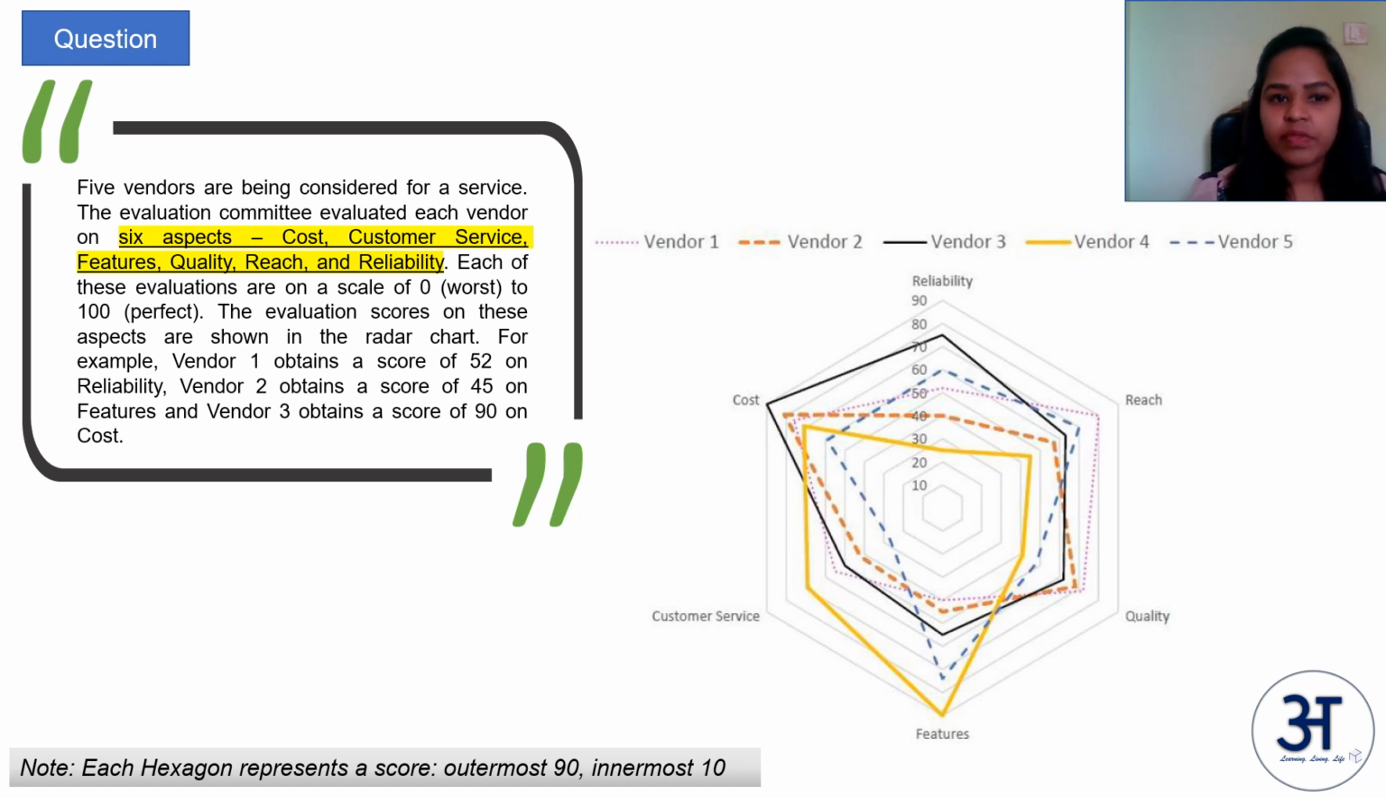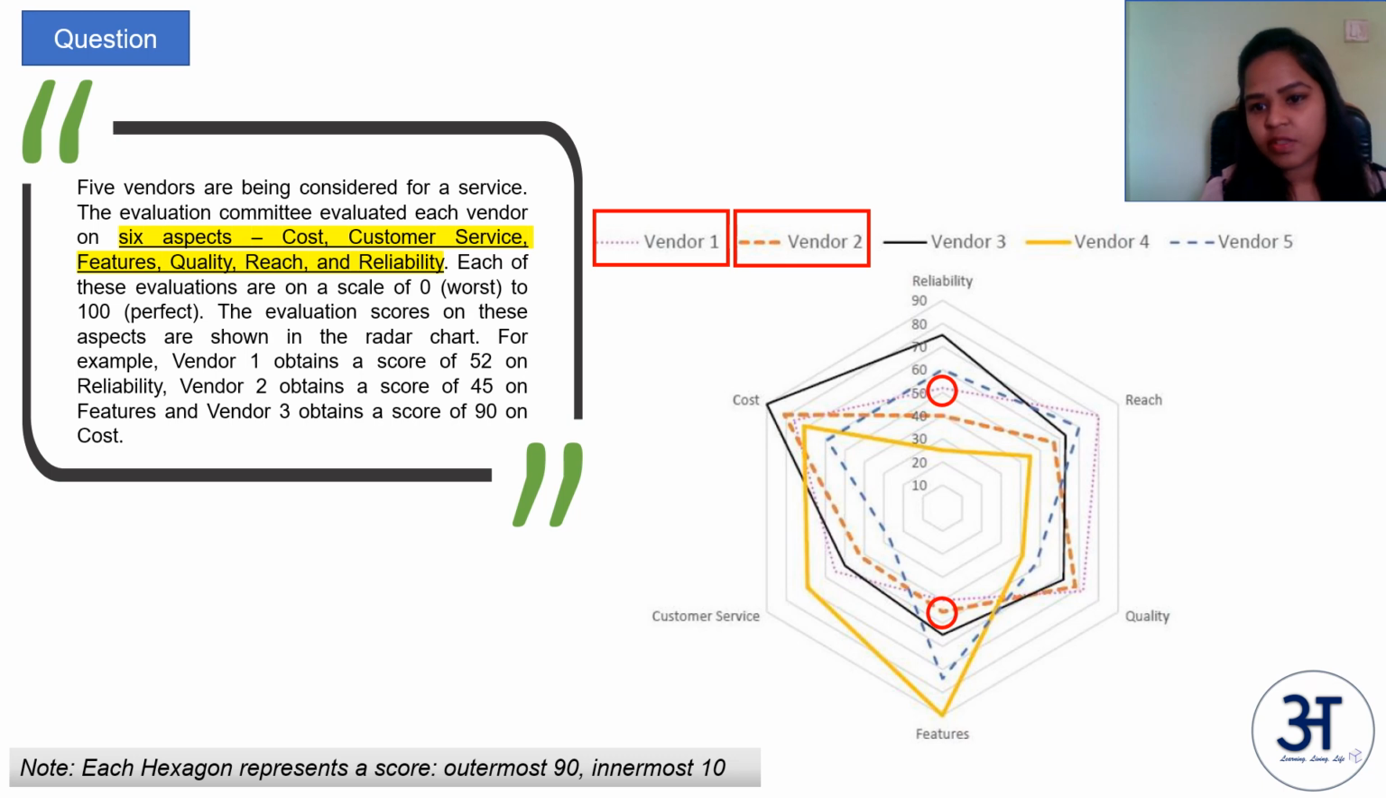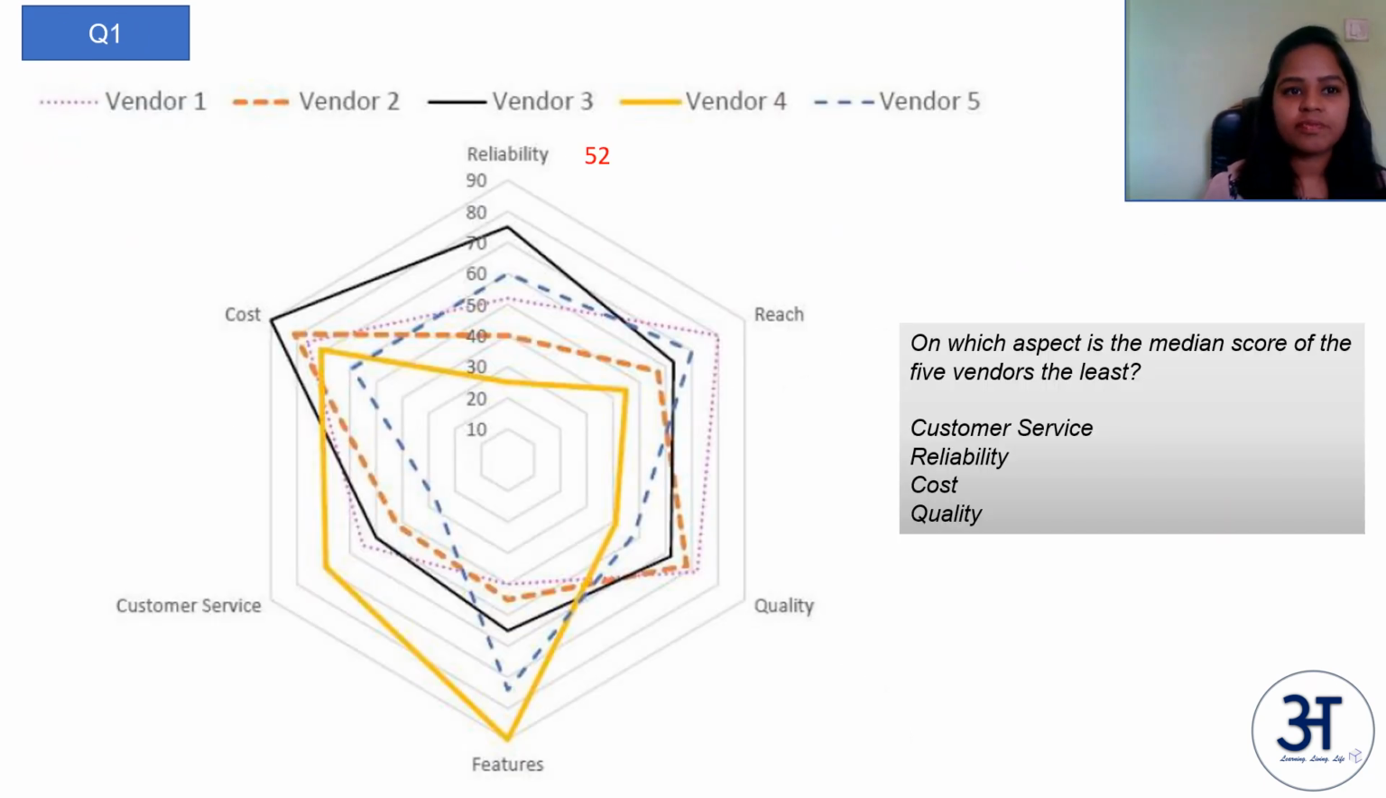For example, vendor 1 obtains a score of 52 on reliability. As you can see here, it's between 50 and 60, closer to 50. Vendor 2 obtains a score of 45 on features, right? On features, it is between 40 and 50 hexagon. And vendor 3 obtains a score of 90 on the cost. So this vendor 3, the black line, for cost it is on the 90 hexagon. So here, if you understand, each hexagon represents a score. The outermost represents 90 and innermost represents 10. So let us go to the questions.